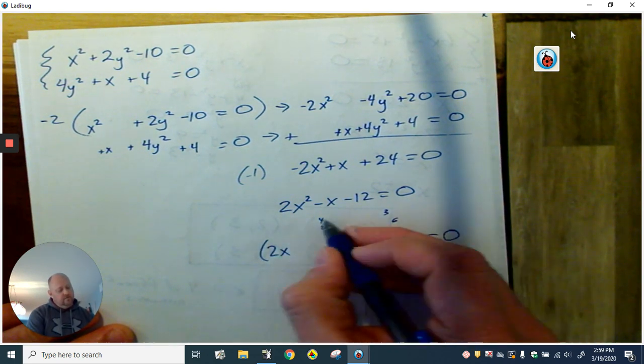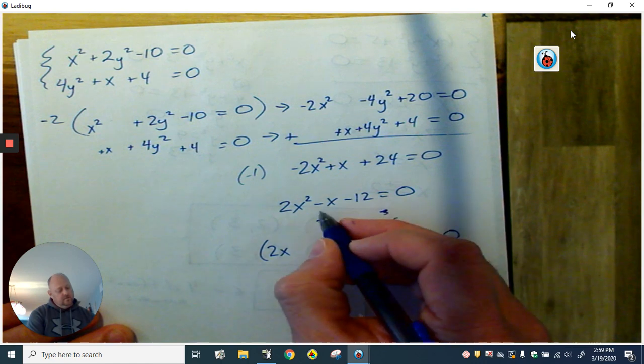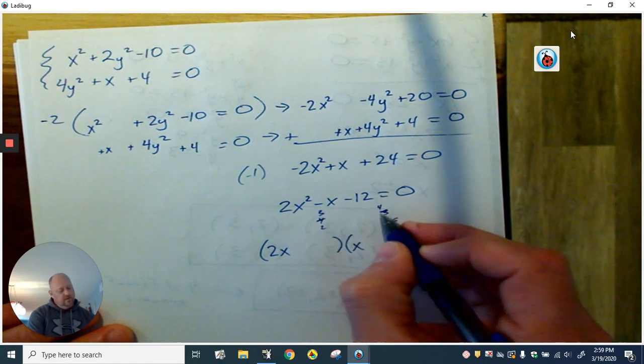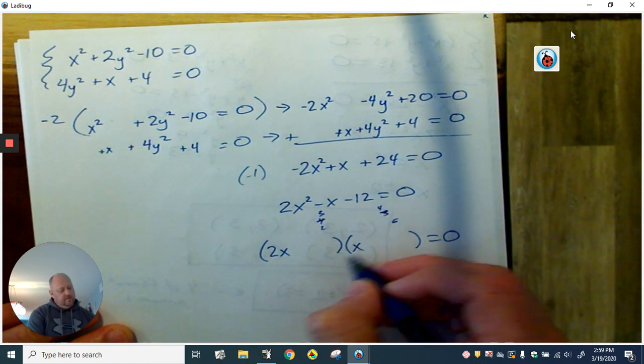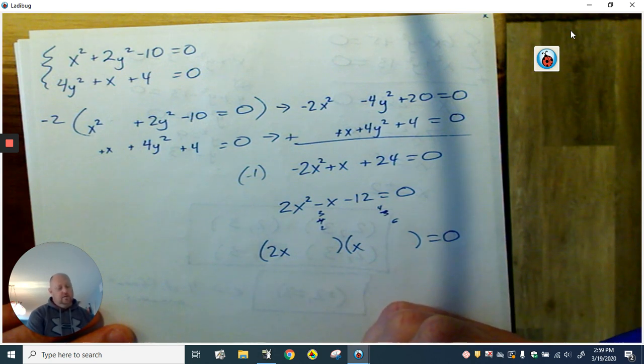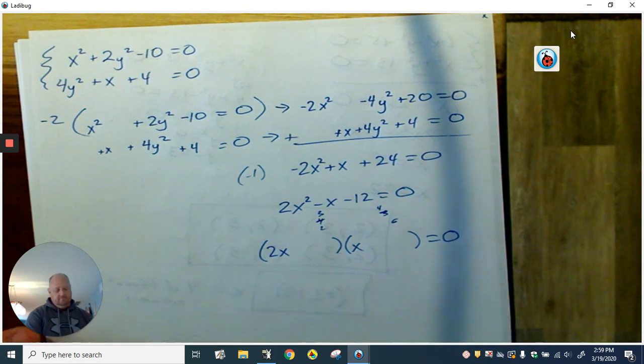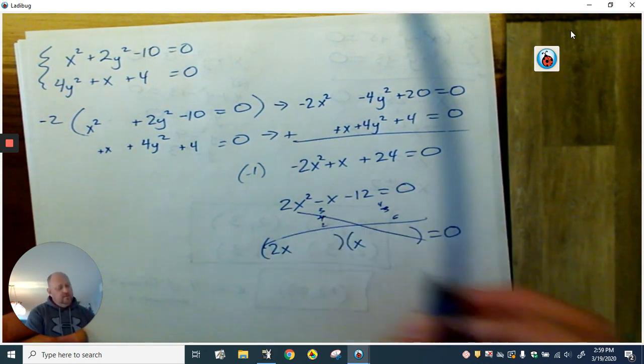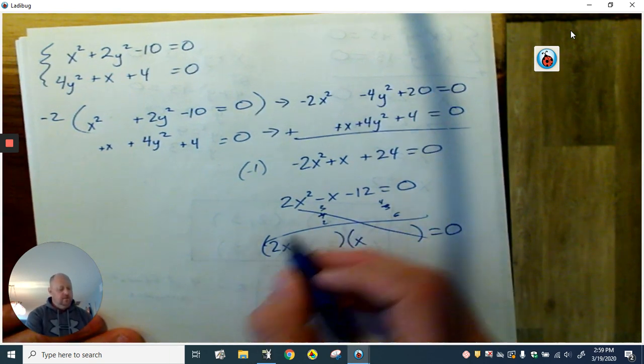No, let's try those backward. Let's try 3 and 4 here. That would give me 3 and 8. Nope, that's not going to work. Maybe this doesn't factor. Okay, well, worst case scenario, quadratic formula.